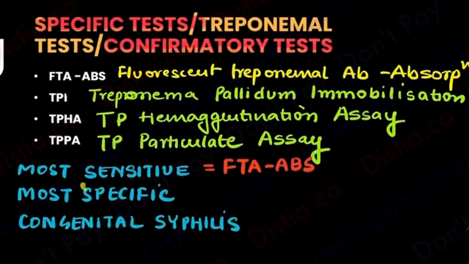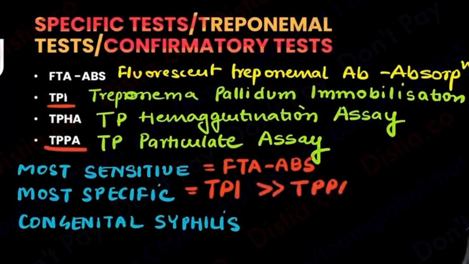Now, which is specific? Specific means more specific, only for Treponema pallidum, only cheering for Treponema pallidum. Specific means it's not going to move, and any other organism cannot make it move. It is immobilized. That test is immobilization. This means TPI is the most specific, followed by TPPA. So if you have to select one best, it is TPI, but that is for MCQs.